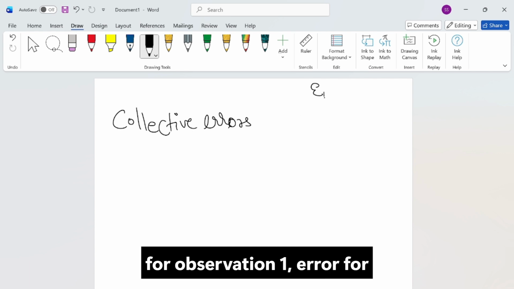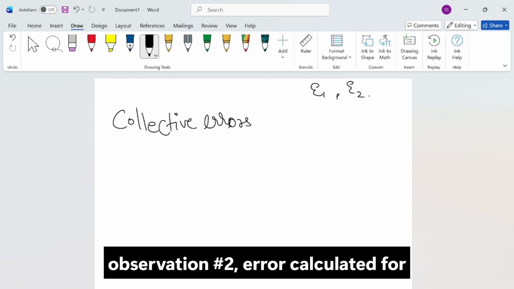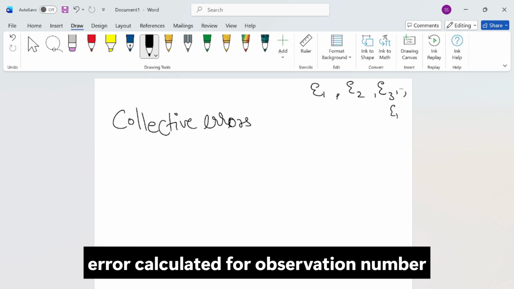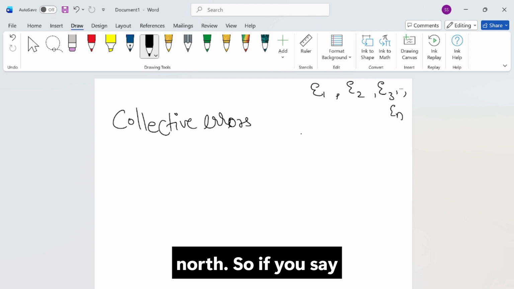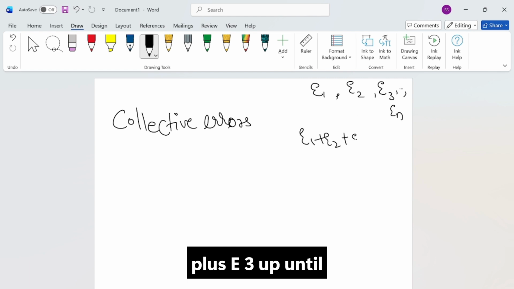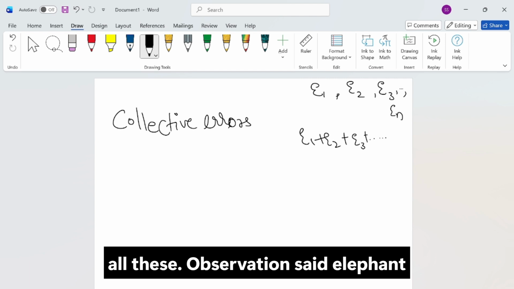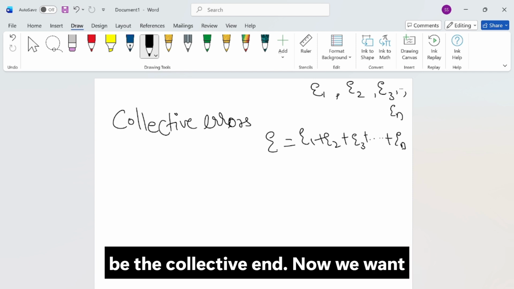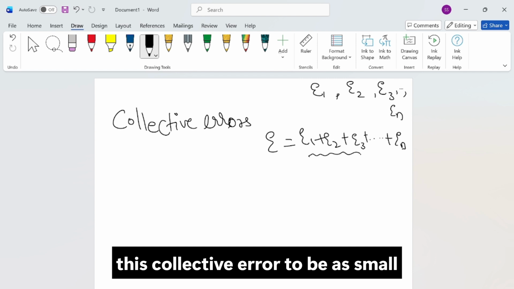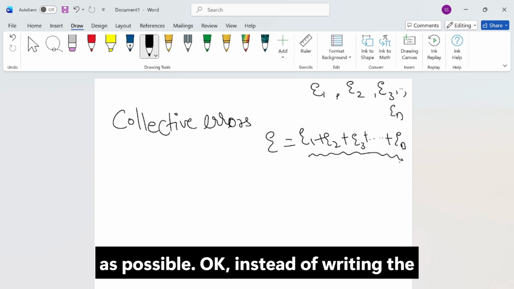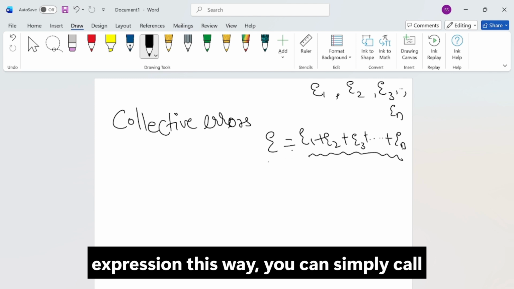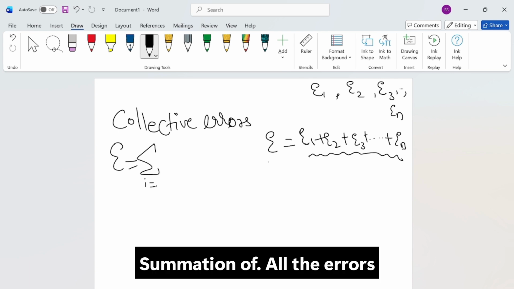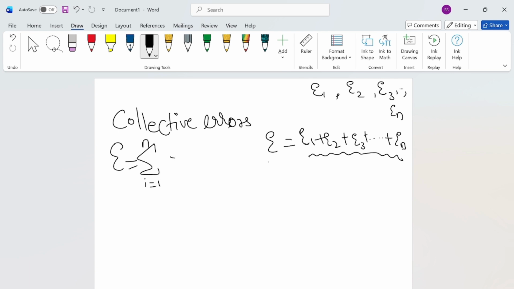Say error for observation 1, error for observation number 2, error calculated for observation number 3, and this way, error calculated for observation number n. So if you say E1 plus E2 plus E3 up until En, that is going to be the collective error. Now we want this collective error to be as small as possible. Instead of writing the expression this way, you can simply call collective error the summation of all the errors starting from 1 to n.